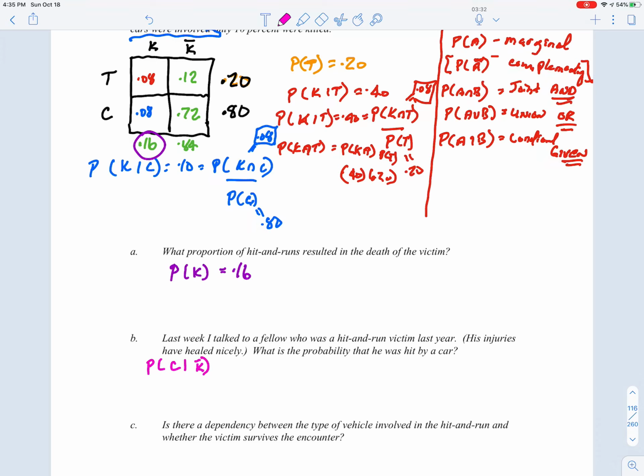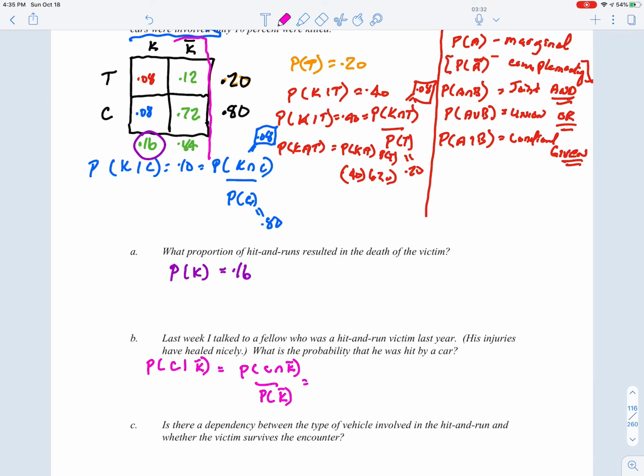Again, when you're doing this on an exam, write that down. Probability of C given not K. And then write it out as a formula here. That will help you systematically to get the right answer. And also, it'll help me to mark it.